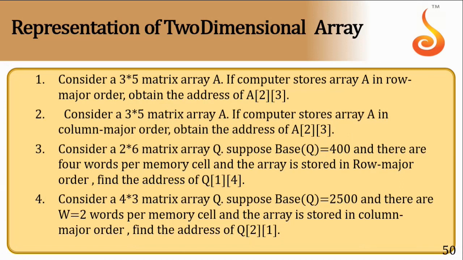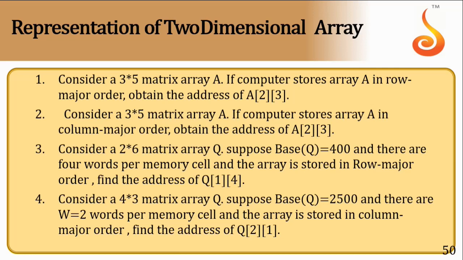The next question, please make a note. Consider a 2 cross 6. So what is the n value? N is 2, m is 6. That is, n is the number of rows, that is 2, and m is the number of columns, that is 6, and the name of the array is Q. Okay, you have a matrix array Q, which is 2 cross 6 array. That is, I have 2 rows and 6 columns. So it will be 12 elements together.